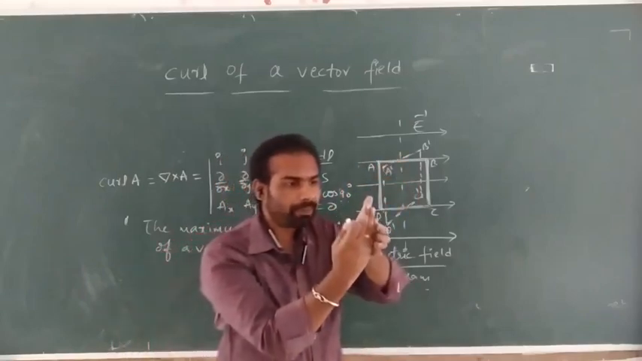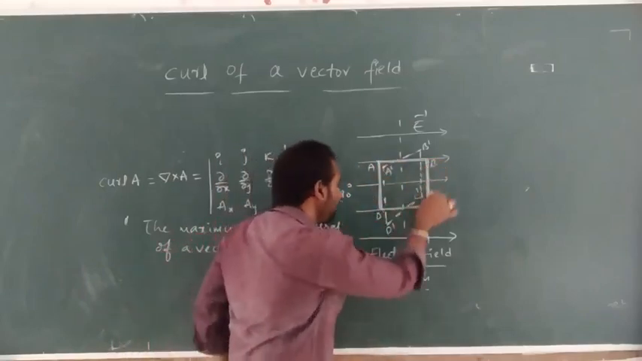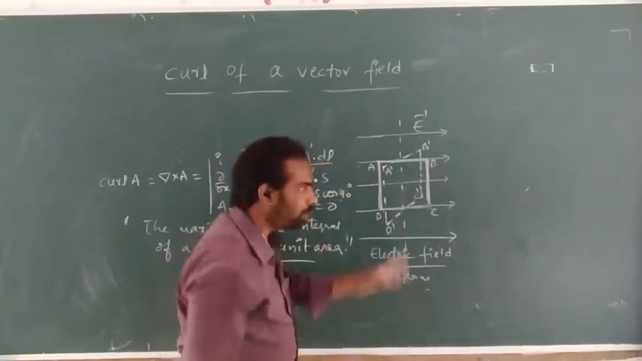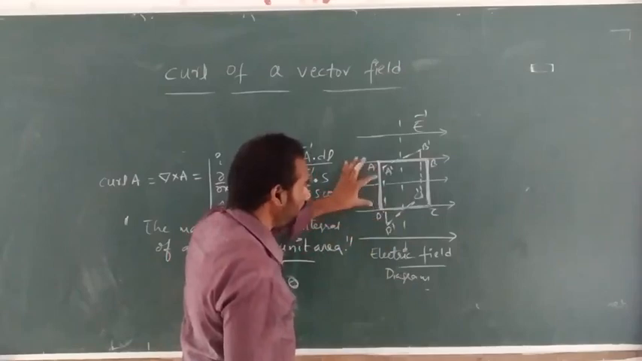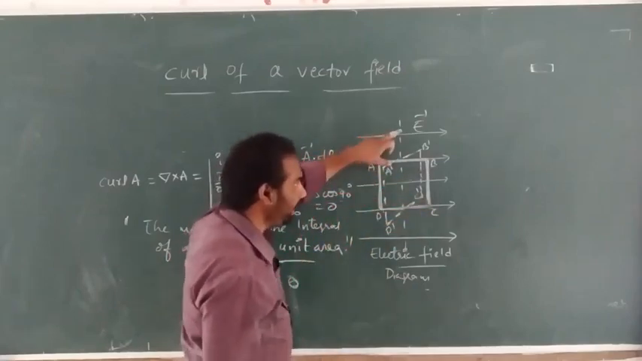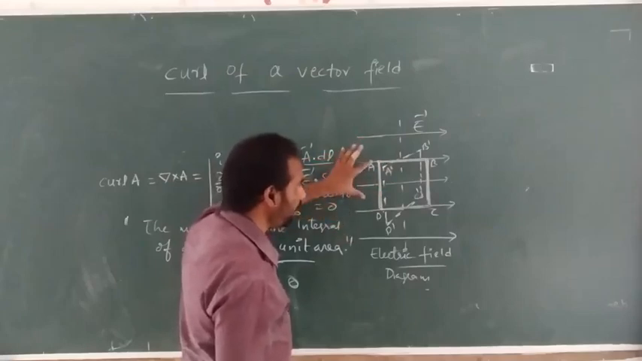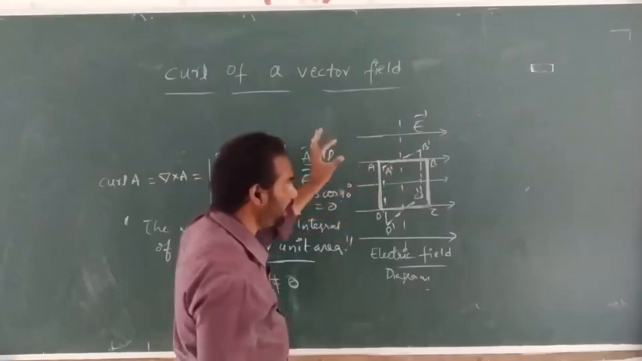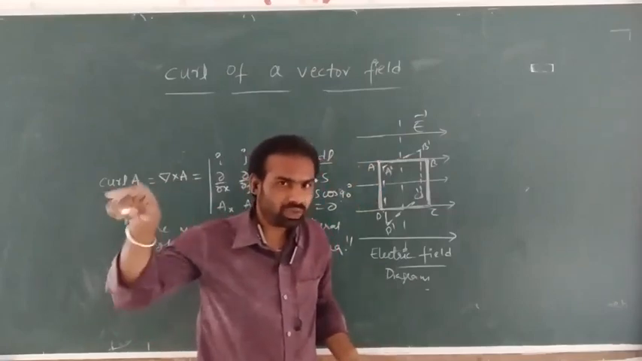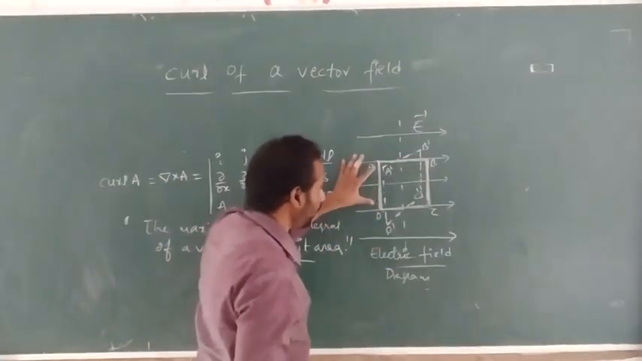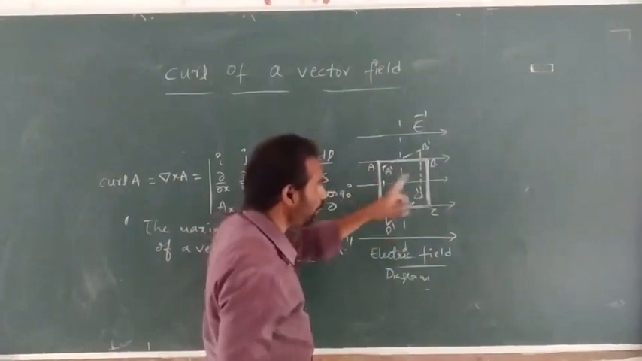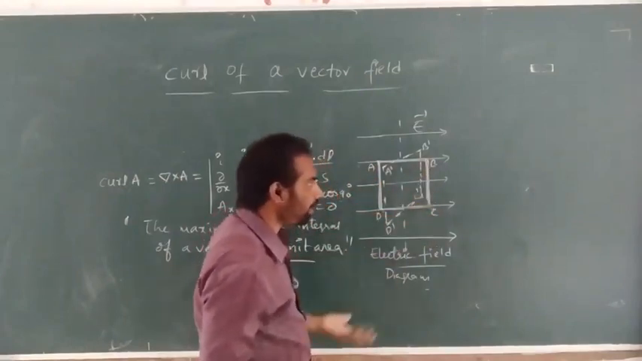Okay, AD is perpendicular to the electric field and BC is also perpendicular to the electric field. Now, what does the line integral over AD and BC become? 0, because E dot dl is E dl cos theta, and theta is 90 degrees. So the flux passing through the line integral of AD is 0. BC is also 0.